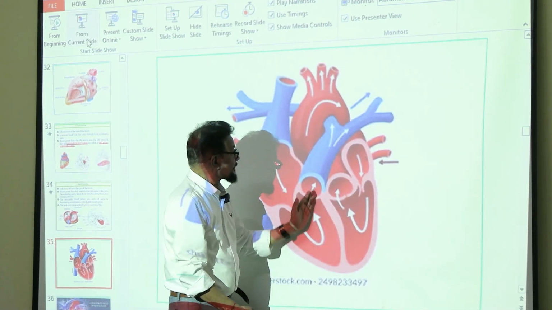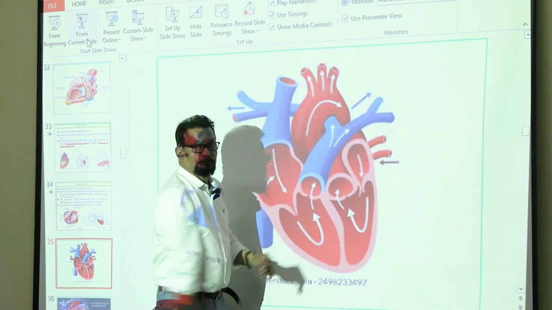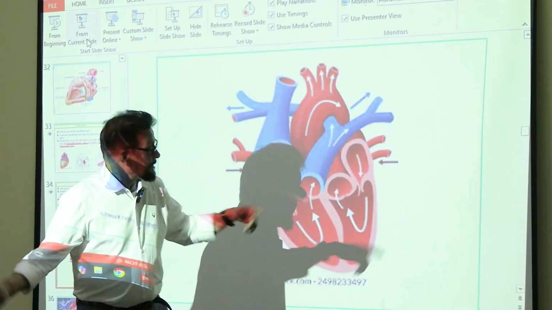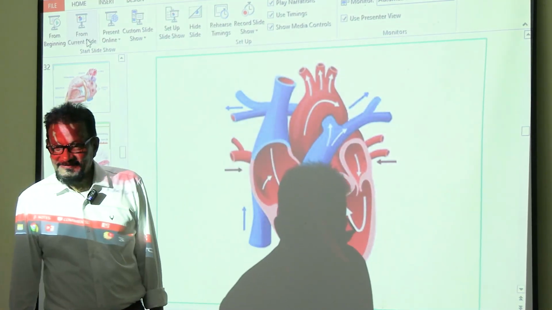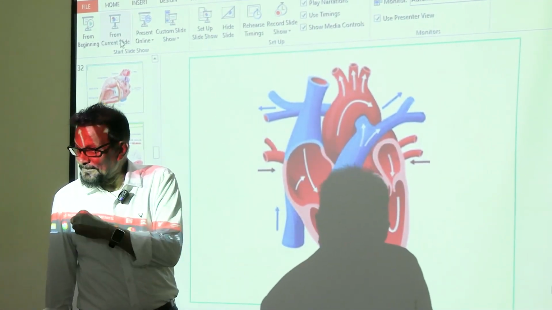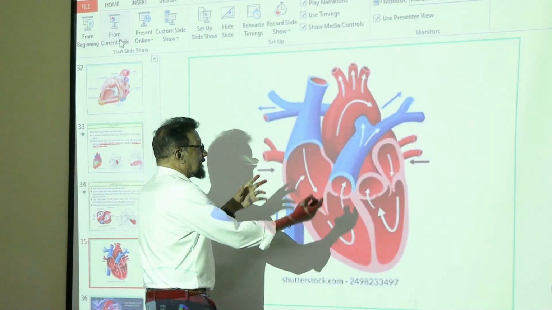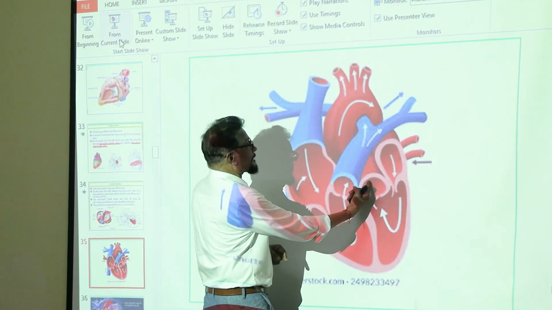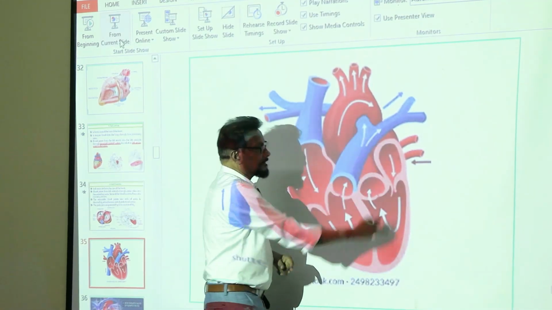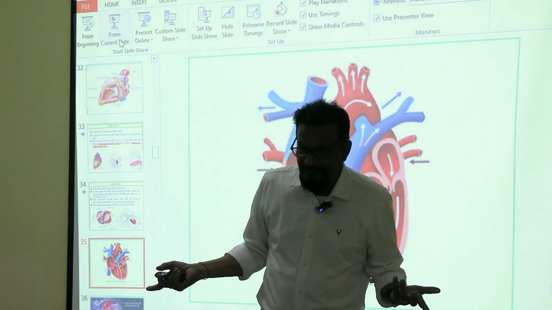Now blood will be entering and going to both the lungs, because this blood is deoxygenated, so oxygenation is needed, and for that they are going to the lung. And what will happen to this? They will enter into the aorta and spread throughout the body. Here the oxygen will be utilized.